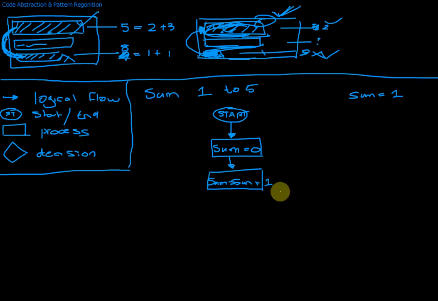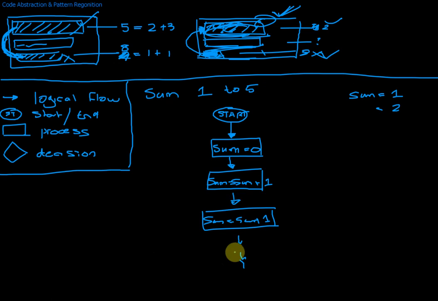So now you can imagine that the next process would be sum is equal to sum plus 1 again, and that would make sum become 2, because 1 plus 1 is 2. And you'd imagine that we'd be going down like this all the way through, and this will be essentially how we write our code.